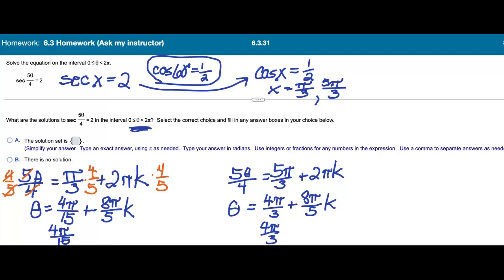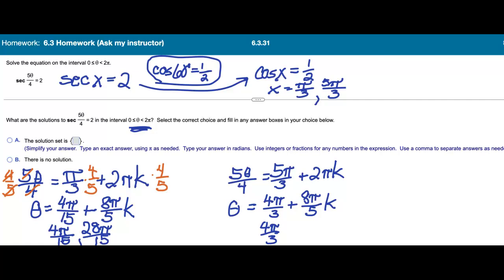Now, if I go back and replace k with 1, then another possible solution would be 4 pi over 15 plus 8 pi over 5, get a common denominator of 15. That changes this numerator to 24 pi plus 4 pi. So now I've got 28 pi over 15. That's when I replace k with 1.